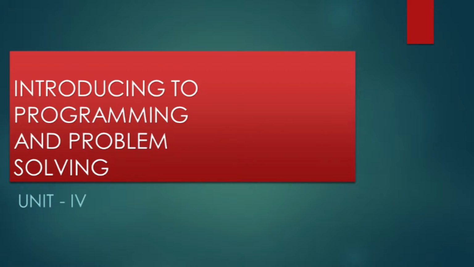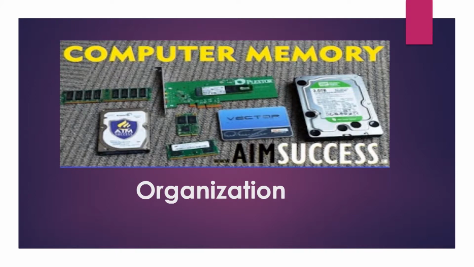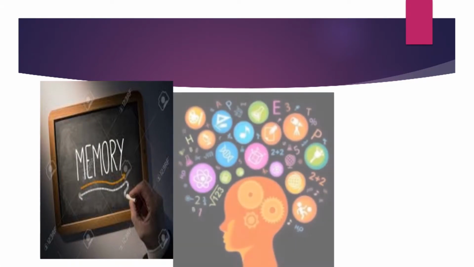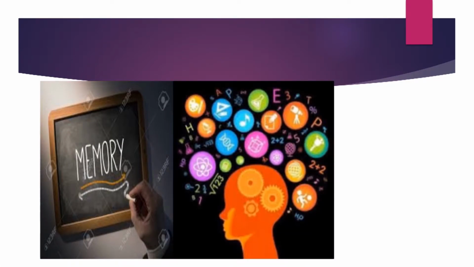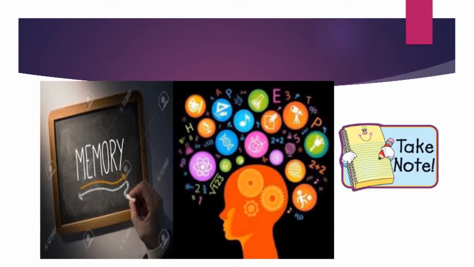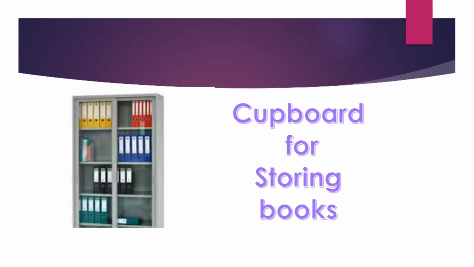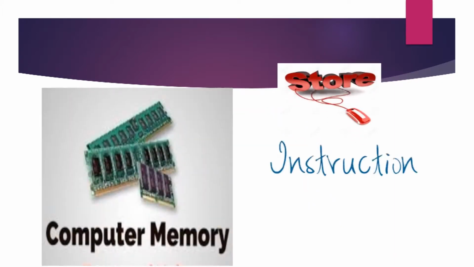Hello. In today's lecture, we shall look at how the computer memory is organized. In our daily lives, we need to remember things. For that, we use our mind, or if we are unable to remember, we keep things in a notebook. These notebooks are then stored in our cupboard. Similarly, a computer uses space to store instructions and data, which is called computer memory.